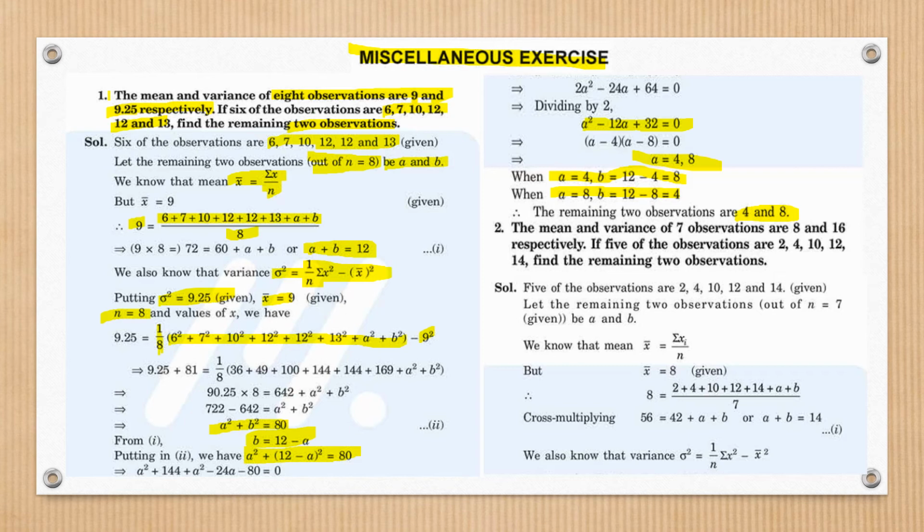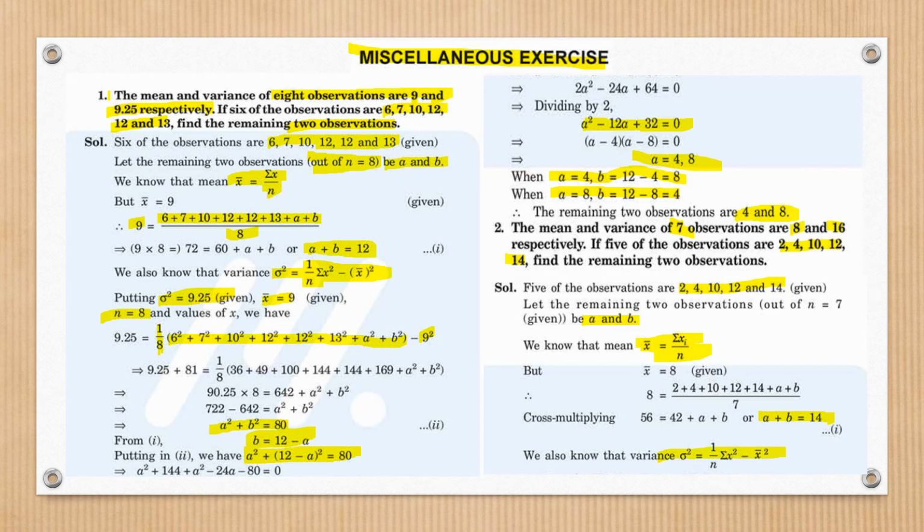Now this number 2 is the same, so let us take it quickly. The 5 observations here are 2, 4, 10, 12 and 14. The mean is given here as 7, and the mean of 7 observations is given as 8, and variance is 16. If standard deviation is given, be careful: either you have to square it or use the formula for standard deviation, right? It is better to convert it to variance and then go for it. So these are the observations. Let the remaining 2 observations be a and b. So x bar is summation xi upon n, and you'll get from here a plus b as 14.